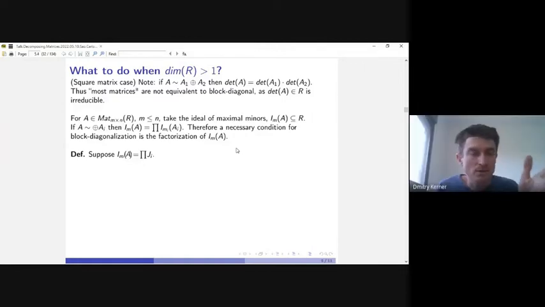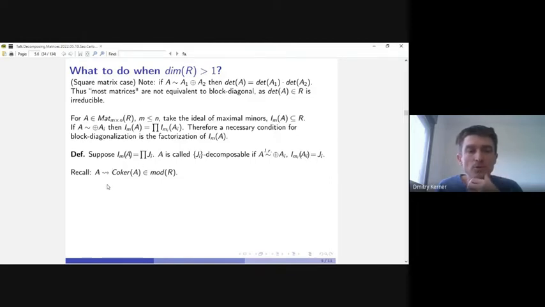So let's fix the definition. Suppose the ideal of maximal minors factorizes. Then A is called Ji decomposable if A is left-right equivalent to the block diagonal form, and the ideals of these blocks are exactly these Ji. So this decomposition corresponds to this factorization. This is what we would like to achieve, and we would like to give some conditions when this is possible.